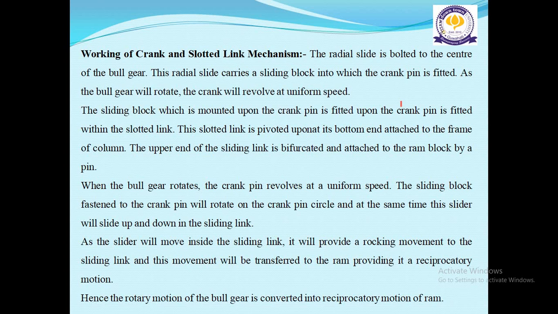So here is how the crank and slotted link mechanism works. This radial slide is bolted to the center of the bull gear. This radial slide carries a sliding block into which the crank pin is fitted. As the bull gear rotates, the crank will revolve at uniform speed. The sliding block, which is mounted upon the crank pin, is fitted with the slotted link. This slotted link is pivoted at its bottom end, attached to the frame of the column. The upper end of the slotted link is bifurcated and attached to the ram block by a pin.